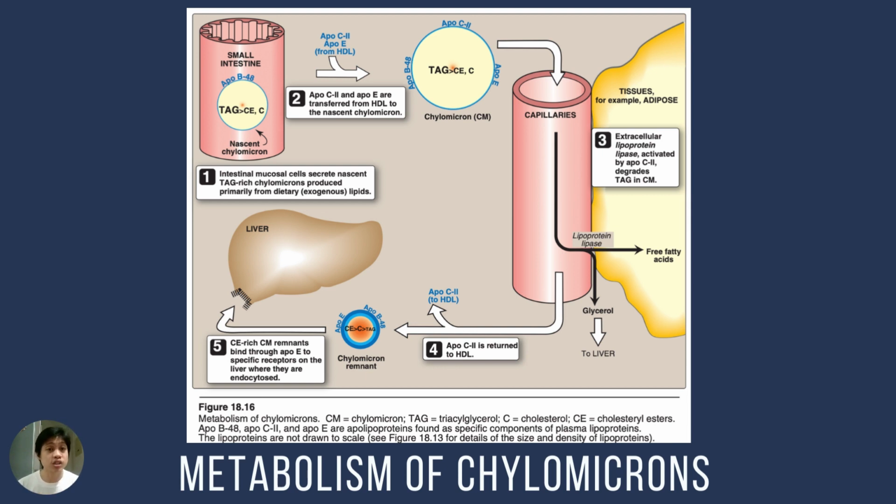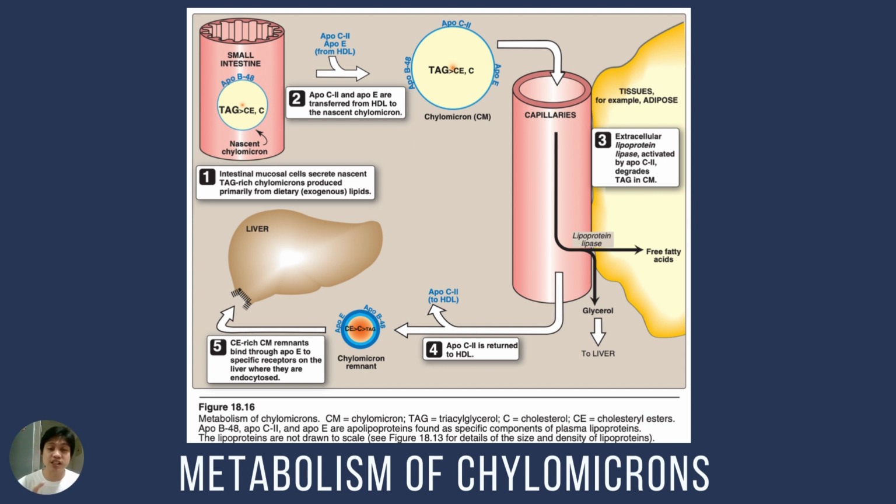Step two, ApoC2 and ApoE are transferred from HDL to the immature chylomicron. So initially, the chylomicron does not contain ApoC2 and ApoE. So the chylomicron receives the ApoC2 and ApoE from HDL. After receiving those two apoproteins, you now have a mature chylomicron. The chylomicron again is secreted into the lymphatic capillaries, but eventually they find their way into plasma.